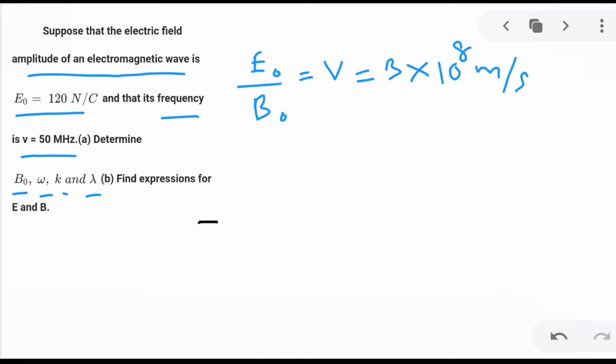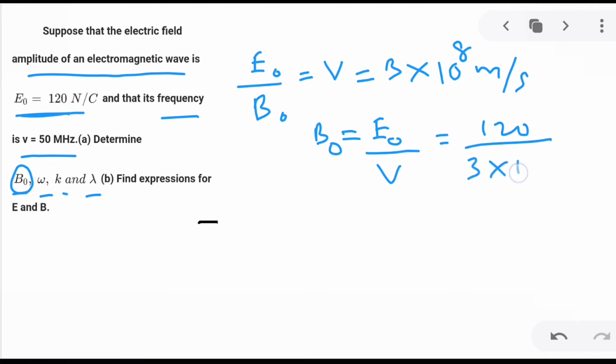Now here electric field E naught is given, B naught is asked. So B naught will be equal to E naught divided by V. So that is equal to 120 divided by 3 into 10 power 8. So this is 4 into 10 power minus 7 Tesla.